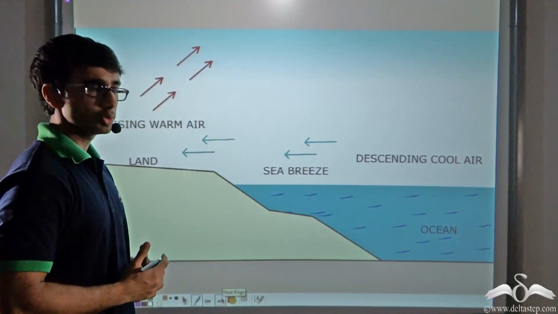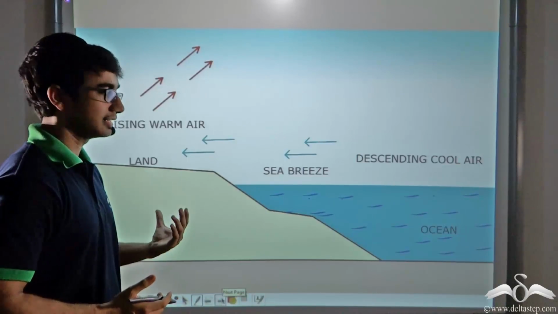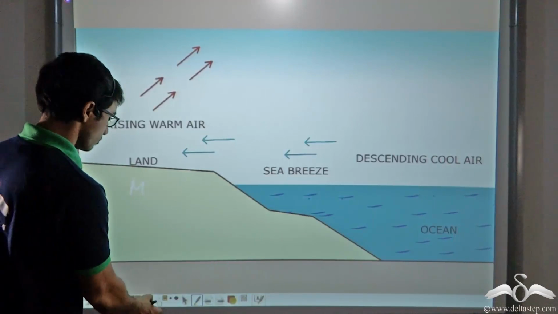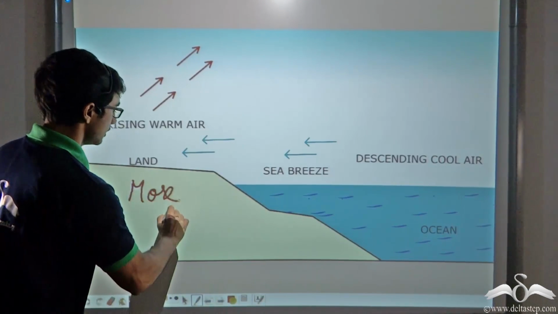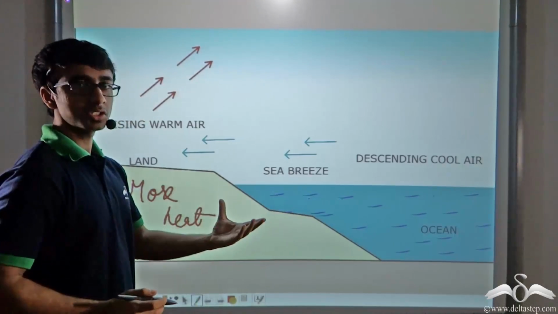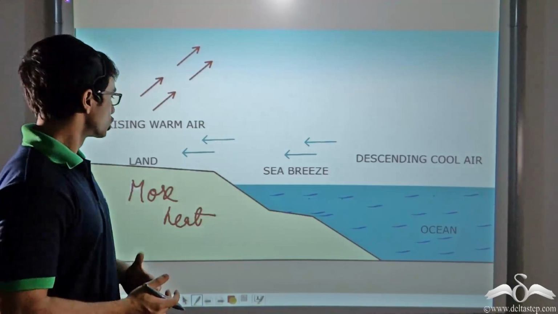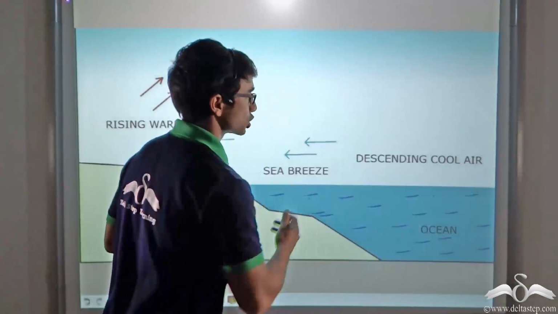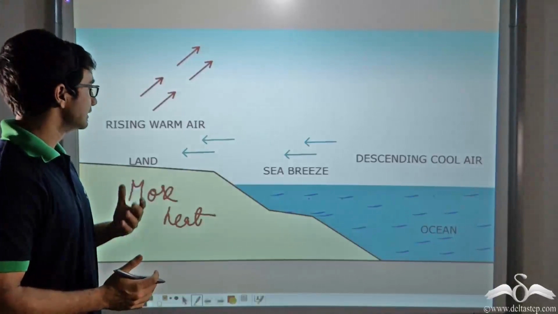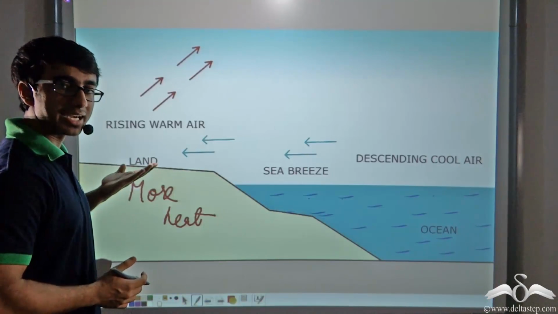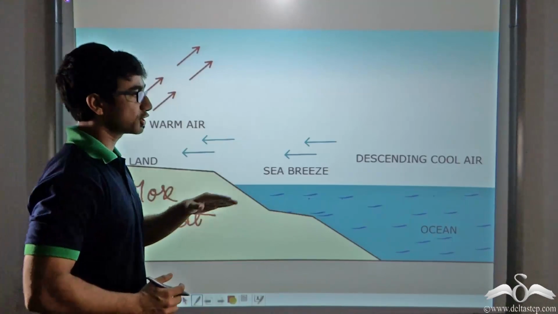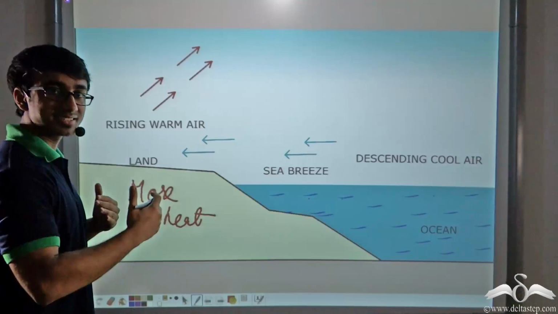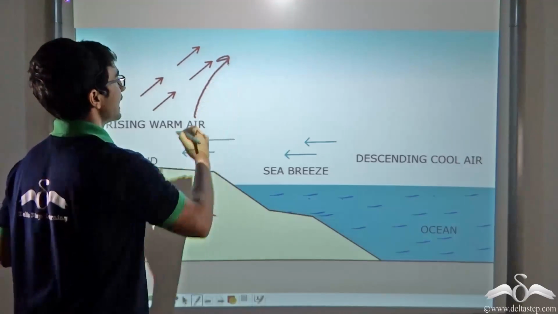I previously mentioned to you that land is a better absorber of heat than ocean or water. So during the daytime, land will absorb more heat. Land will absorb more heat and the ocean will not absorb as much heat. So the air above the land will be comparatively hotter than the air immediately above the ocean. So what does this mean? This means that the temperature of air above the land surface will be more than the temperature of air above the ocean. So the air above land will expand, become less dense and move upwards, as you can see.